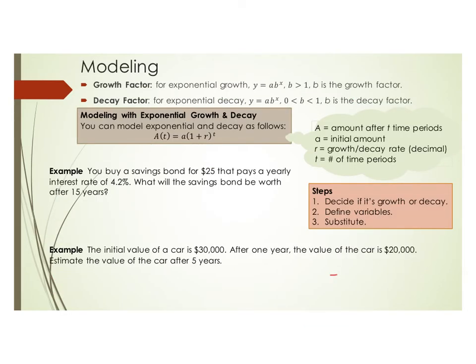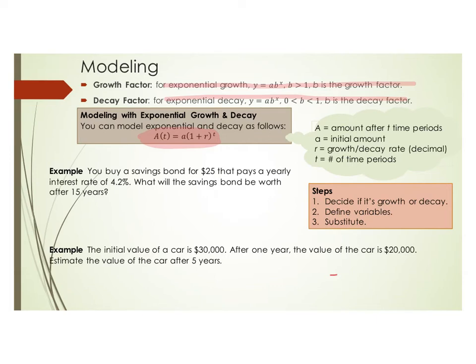For modeling, our growth factor. For exponential growth, the b is the growth factor. For exponential decay, we call b the decay factor. And this is the general formula that we'll use for modeling. Okay. Where A is the amount after t time periods, little a is the initial amount or starting amount, r is the growth or decay rate, expressed as a decimal, and t is the number of time periods.